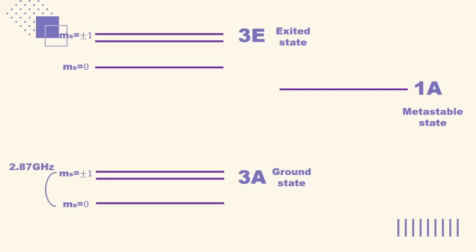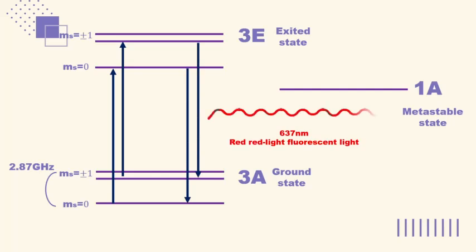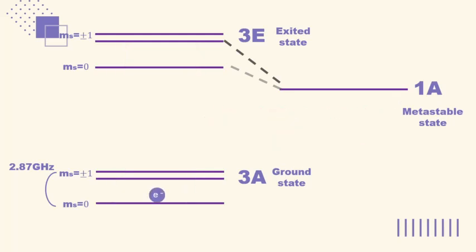The electronic states are mediated by a photon, which cannot change spin. Thus, optical transitions must preserve the total spin and occur between levels of the same total spin. By transition, a red fluorescent light of 637 nanometers will be emitted, and we can read our spin state via fluorescence in the near-infrared range. This is related to the non-radiative transition between 3E and 1A. It is stronger for MS is ±1 and weaker for MS is 0.